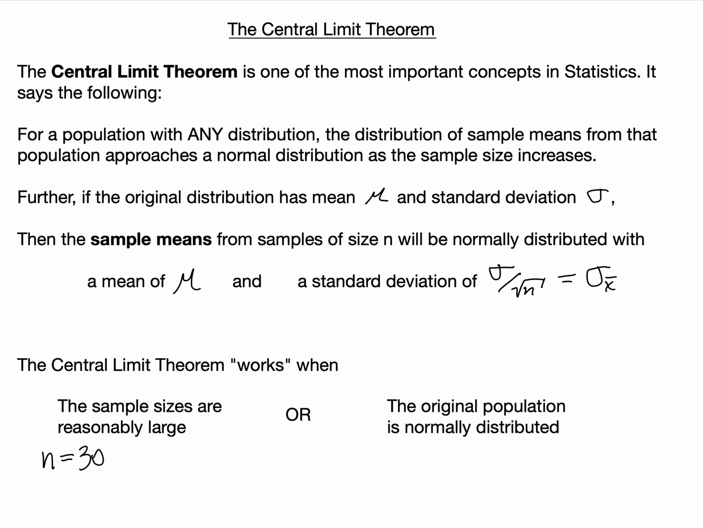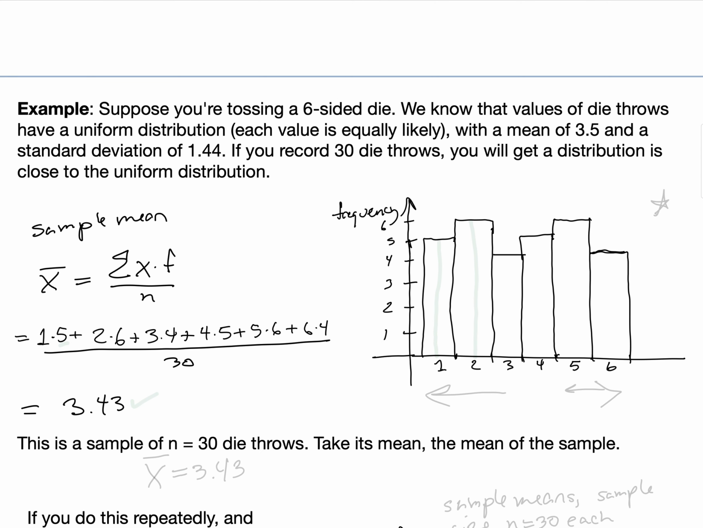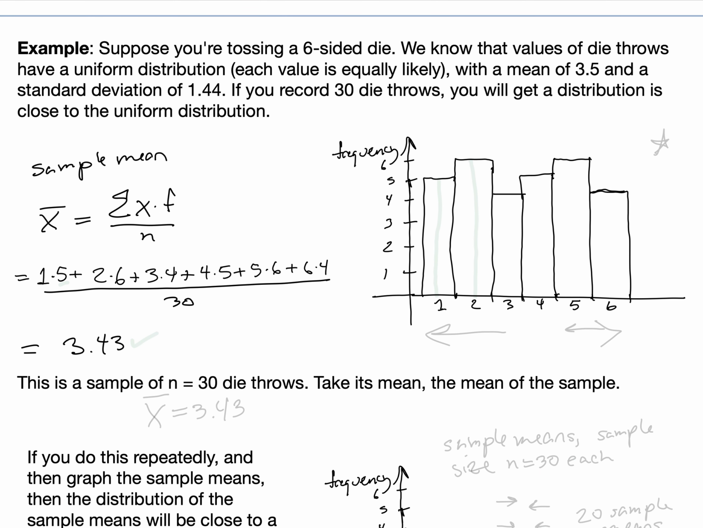So that's a lot to think about. Let's think about a particular example. Suppose that you're tossing a six-sided die. We know that the values of die throws have a uniform distribution because each value is equally likely. So a 1, 2, 3, 4, 5, and 6 are equally likely, so we have a uniform distribution across those values. A uniform distribution from 1 to 6 has a mean of 3.5 and a standard deviation of 1.44.